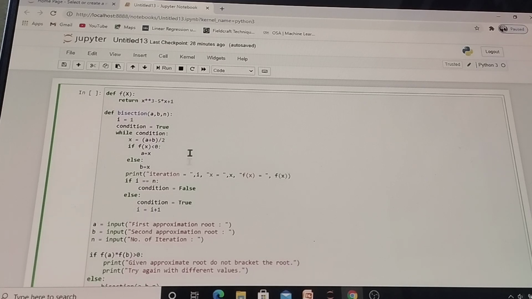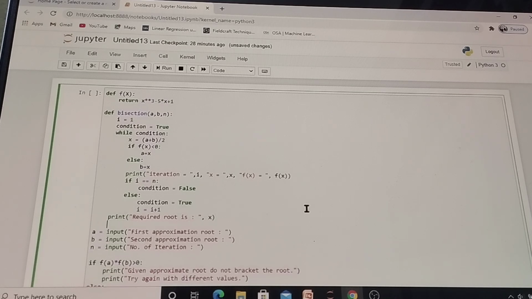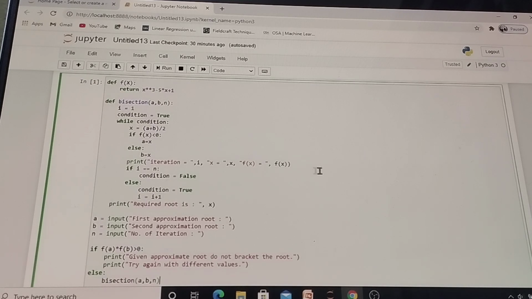Now after completion of this loop, that means we have completed our required number of iterations, then I want the printing of the actual answer. Okay, so here I am going to print the actual answer. That means what? The required root. So required root is, what is the required root? That you will get in the value of x. Okay, so that will be printed through this, right? So this is the complete bisection method what we have defined using the def syntax. Okay, so this is the complete programming we have taken.